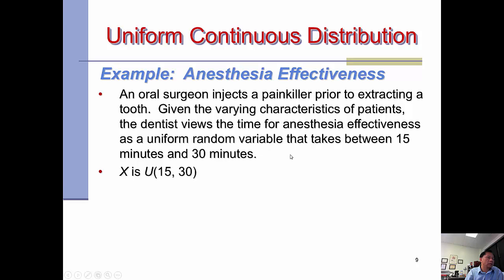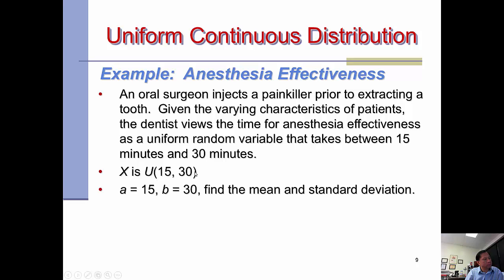But all of us will be numbed down between 15 and 30 minutes. So X is between 15 and 30. We know this is a uniform distribution, a uniform random variable. So A is 15, B is 30.